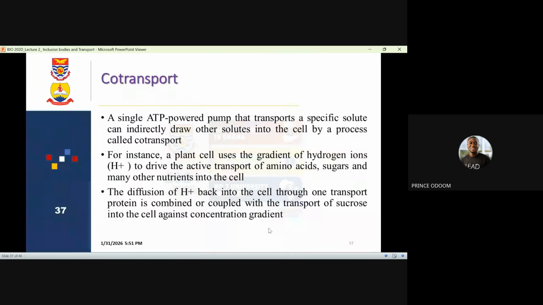Then we have the co-transport. With co-transport, we have a single ATP-powered pump that transports a specific solute and indirectly draws other solutes into the cell by a process called cotransport.